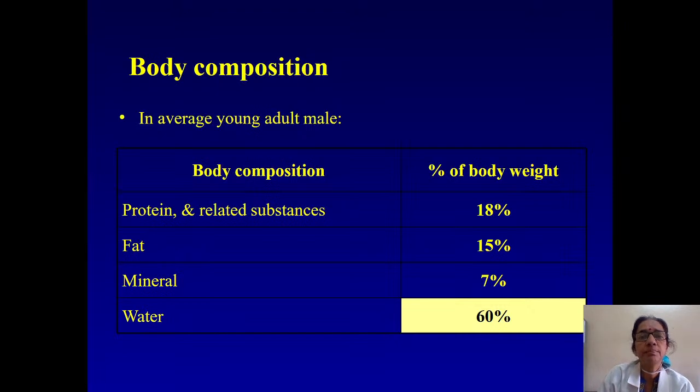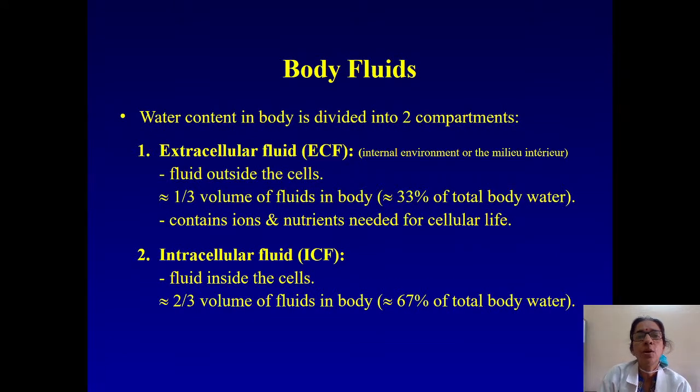Okay. Next slide. What are the body fluids? So body fluids, we can divide them into two: extracellular fluid and intracellular fluid. Extracellular fluid is the one which surrounds all the cells. It is outside the cells. And 1/3 of the volume of fluids in the body, if your 60% of body water is equivalent to 100%, then 33% is extracellular fluid. 1/3 of the fluids is extracellular fluid.